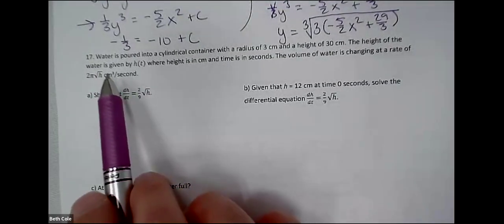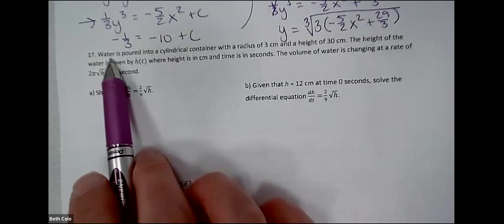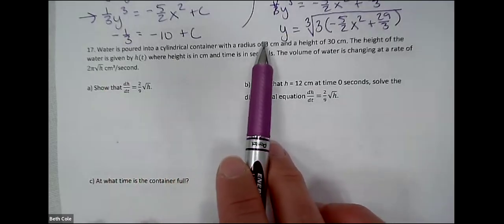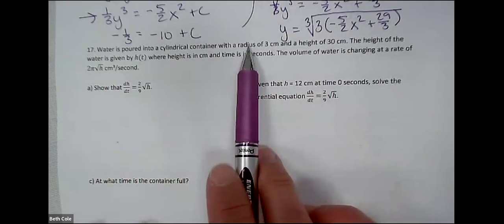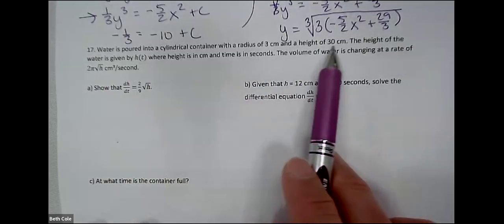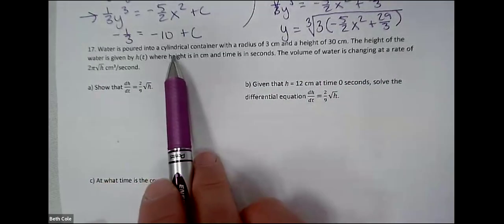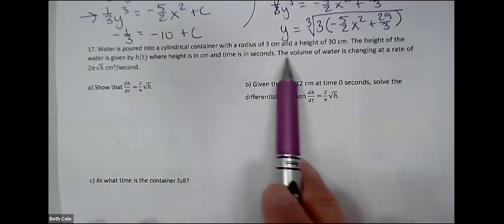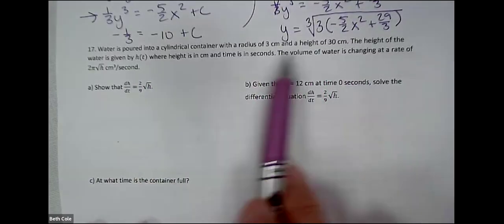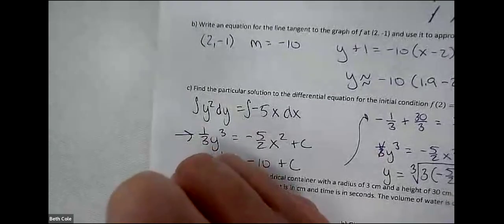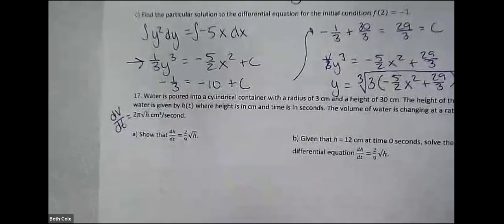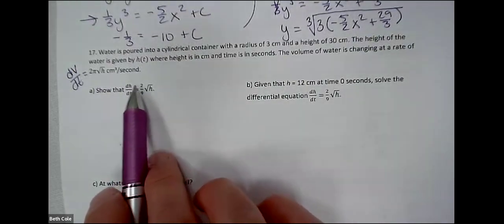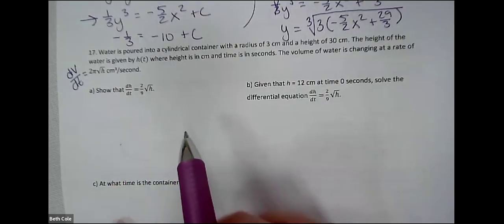All right, and then this one is kind of like a related rate, sort of a word problem that involves a differential equation. Water is being poured into a cylindrical container. Radius is 3, height is 30. Those aren't changing. The cylinder isn't magically growing. The height of the water is given by h of t, so h for height in centimeters, time is in seconds. Volume is changing at a rate of this, so that is dV/dt. So your volume is changing at that rate. So show that. All right, so they're saying this is the answer. You just need to prove it.